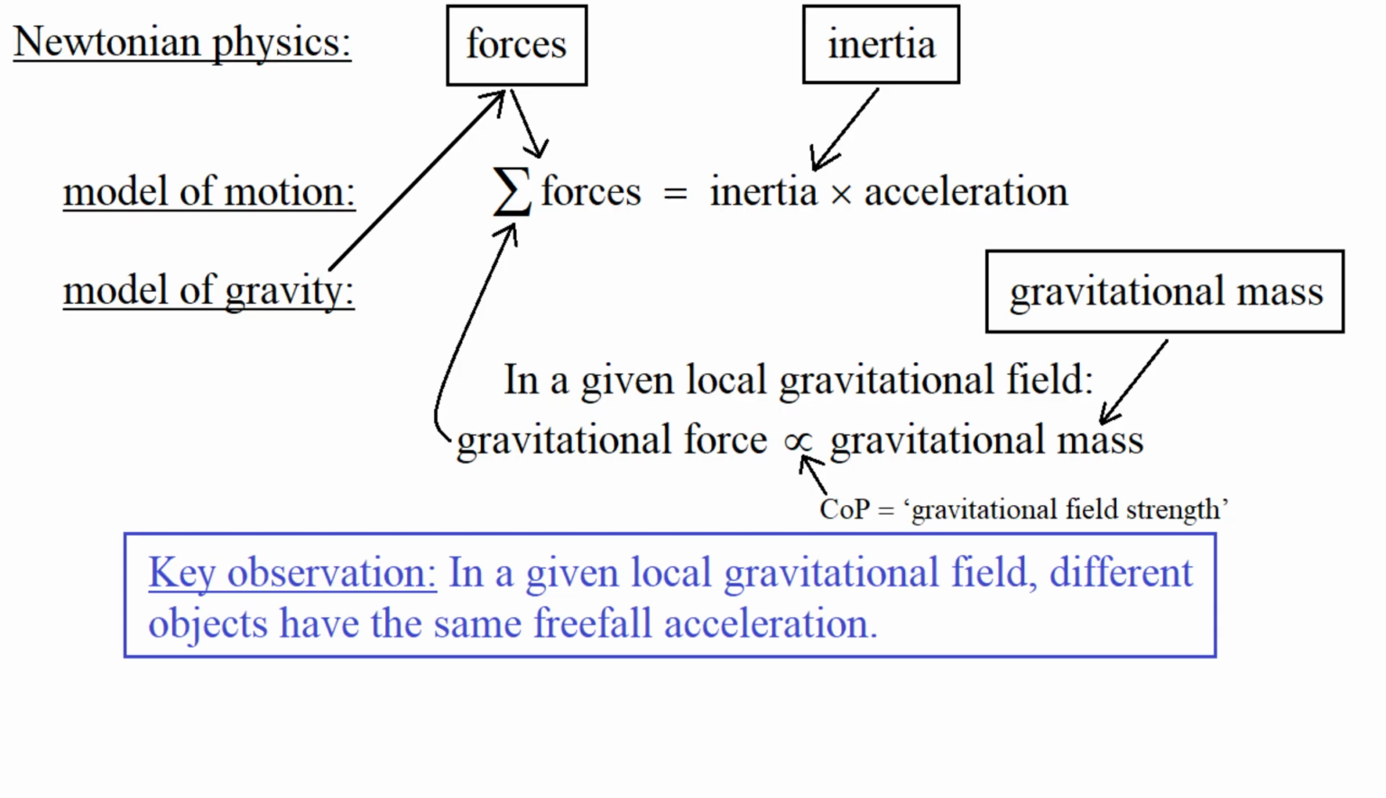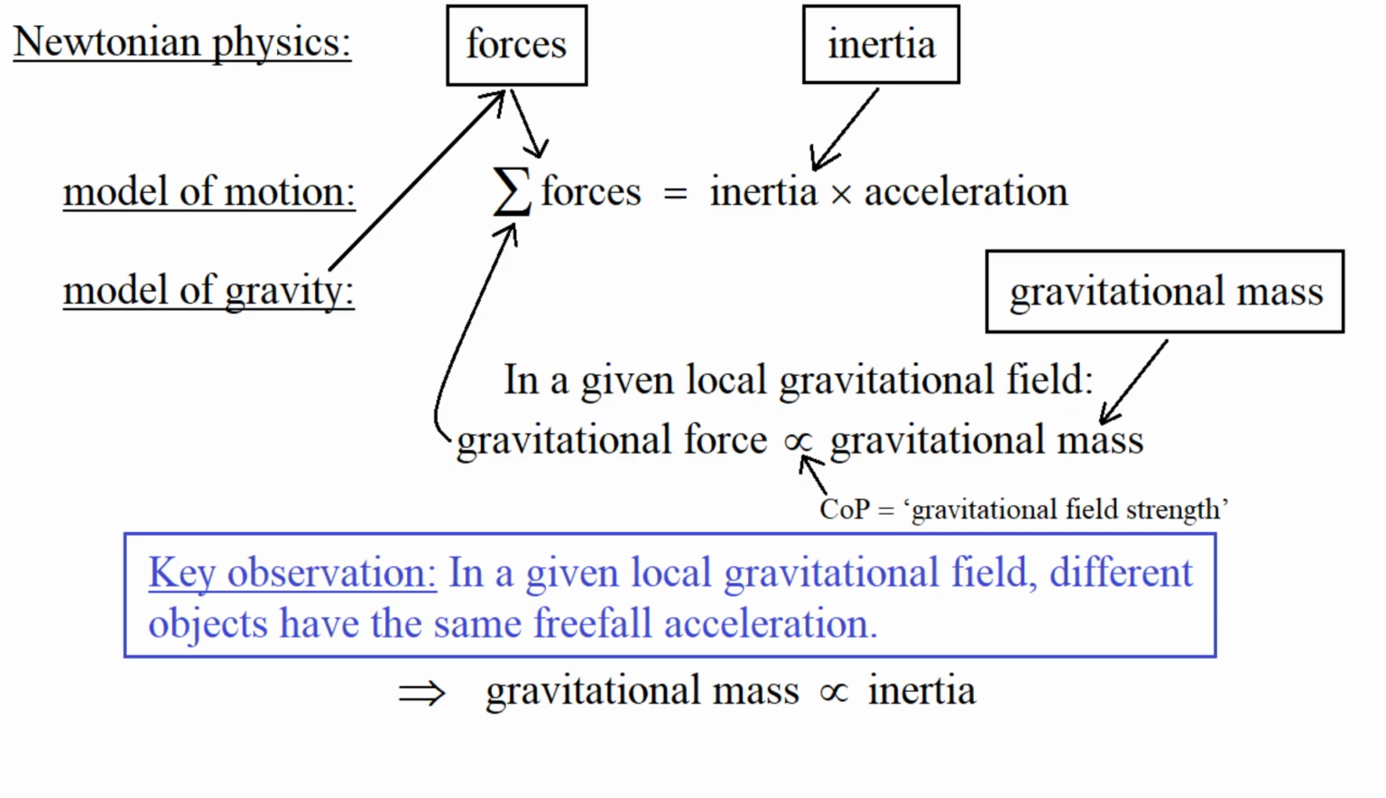So what effect does this have on our model? Well, freefall means by definition that the only force acting on the object is gravitational force. And so the way this observation gets incorporated into our model is to specify that there is a direct proportionality between gravitational mass and inertia.